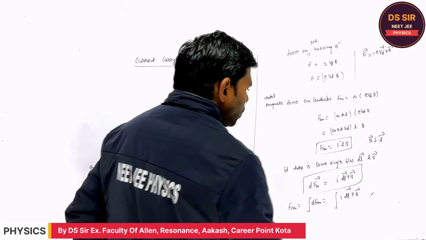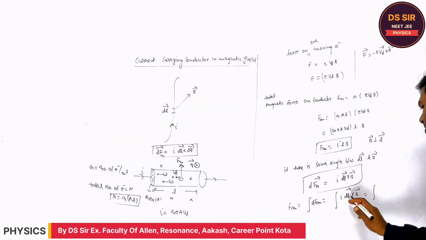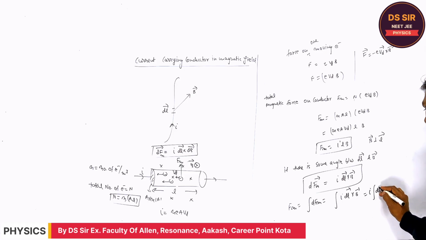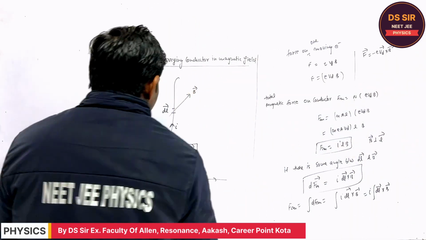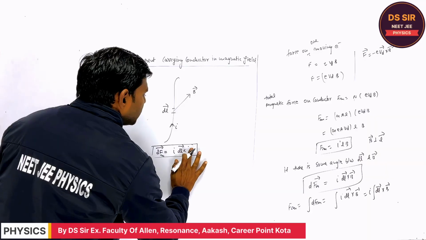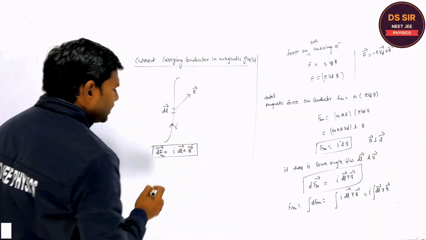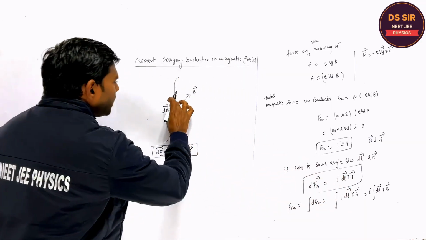Copy this. So listen one thing, if this integration is taken as integral of DL cross B, what is this DL vector? First of all, make a correction over here. This is the vector B. This is the elemental force on the elemental portion.